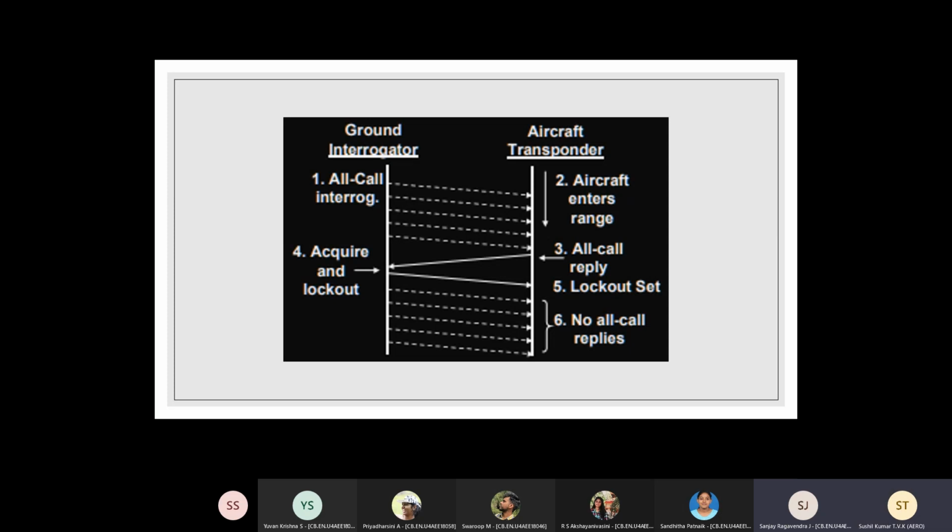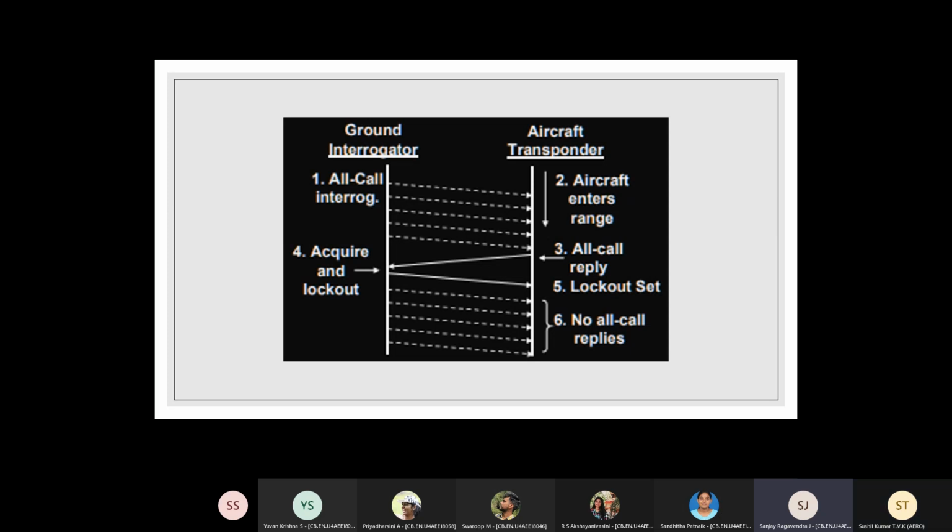Quite possible, right? Yes, sir. If you're telling it is garbling, it happens because there are two aircrafts in the vicinity. Yes, sir, two aircrafts can always enter that coverage area, and both will receive the all call interrogation first time. Then what happens?